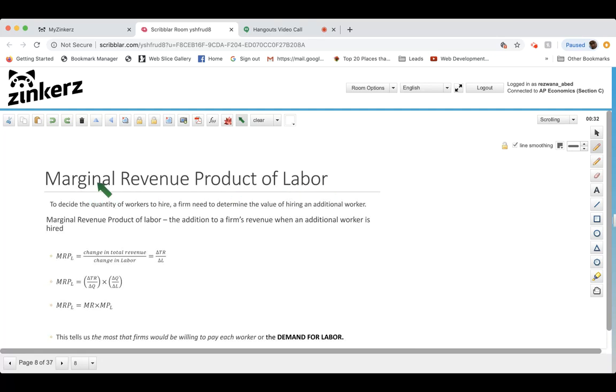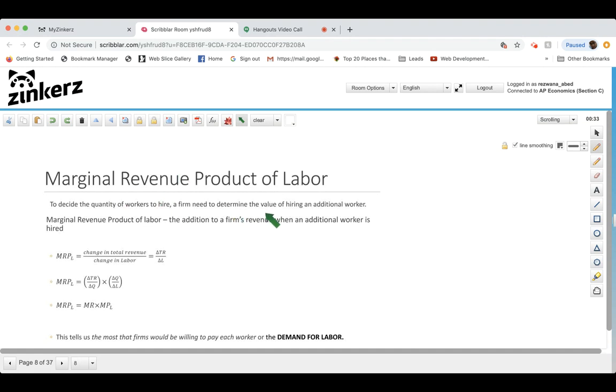We need to know about the marginal revenue product of labor because in order to decide how many workers to hire for your business, you're going to have to compare the benefit, the value of hiring an additional worker, to the cost of hiring an additional worker. How much value is this worker adding to my farm, versus how much is it going to cost me to hire that extra person?